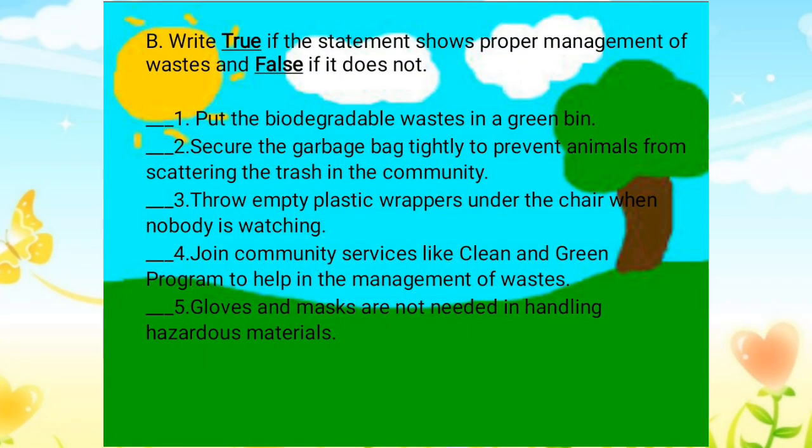For activity B, write true if the statement shows proper management of waste and false if it does not. Number 1, put the biodegradable waste in a green bin. Number 2, secure the garbage bag tightly to prevent animals from scattering the trash in the community. Number 3, throw empty plastic wrappers under the chair when nobody is watching. Number 4, join community services like the Clean and Green program to help in the management of waste. And number 5, gloves and masks are not needed in handling hazardous materials.